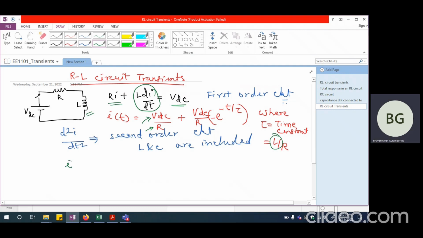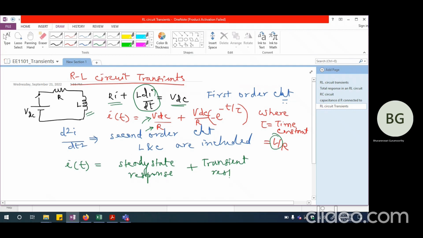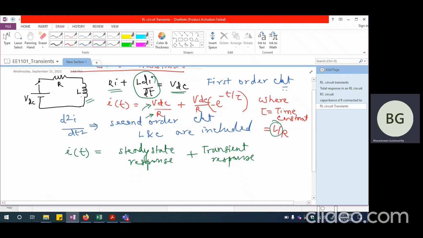So we wrote this as two portions. One is the steady state response, and the second one is the transient response. And transient response completely depends upon the value of L and R, the inherent circuit parameters.